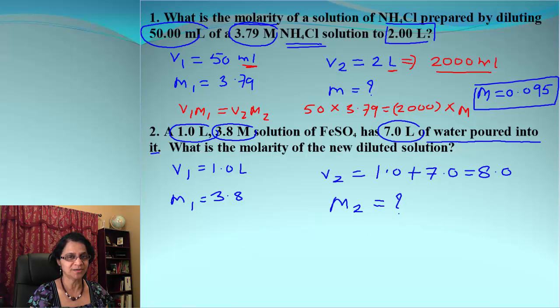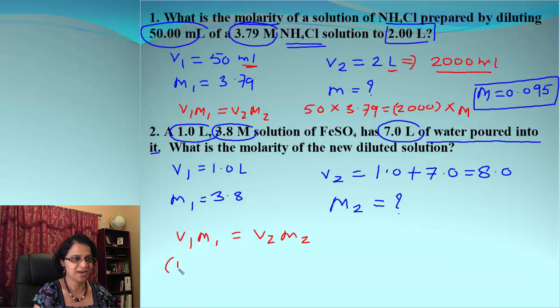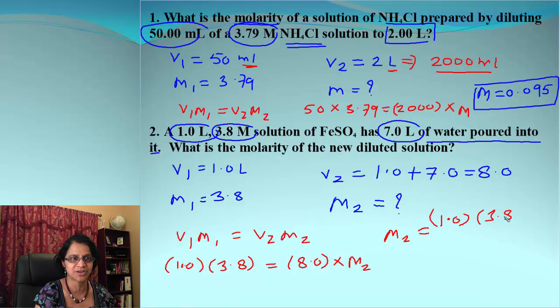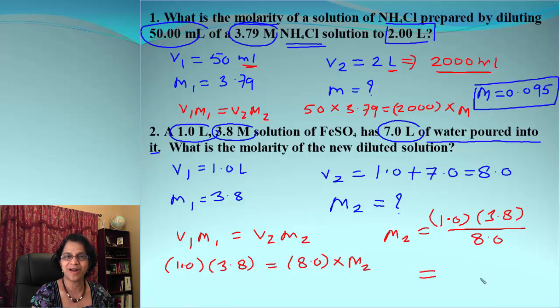So let's use our vroom vroom formula. V1M1 equals V2M2. Let's plug in the values. So it's 1.0 times 3.8, and then the new volume is 8.0 times M2. And when we calculate the value for M2, what do we get? It is 1.0 times 3.8 divided by 8.0, and the final answer comes out to be 0.475.